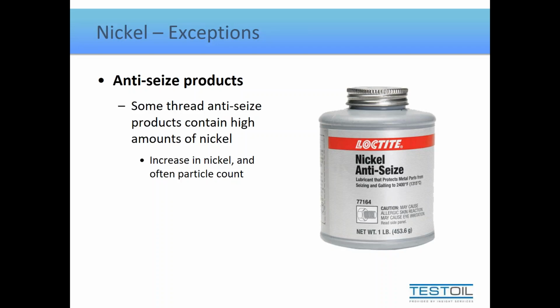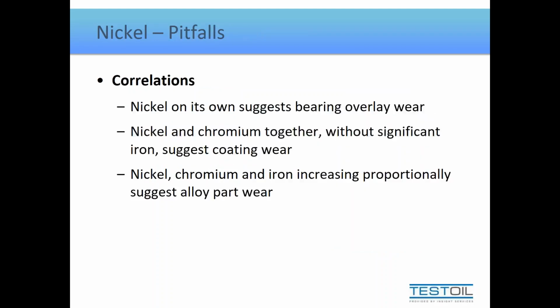Now, the pitfalls with nickel have a lot more to do with the correlations. When you see nickel on its own, that often indicates a break-in. If you see nickel and chrome together, generally speaking, those indicate some sort of coating, as they tend to be used together for coating of parts like shafts and valves. If you see nickel, chromium, and iron, and now adding in the iron, increasing proportionally, this now suggests an alloy wear, because there's lots of steel that's made with both nickel and chrome as much lower levels of alloy material than the iron content. So always look at the nickel and what else it seems to be matching up with.